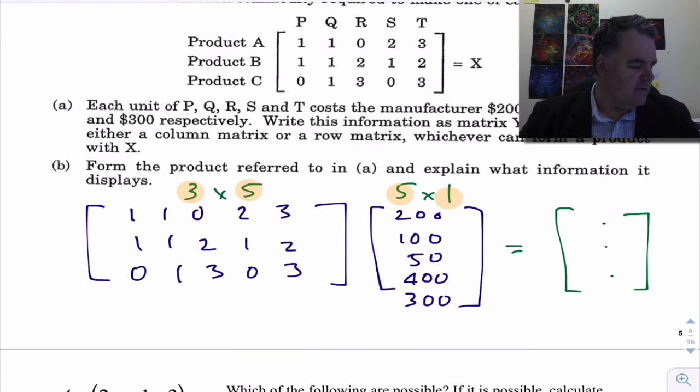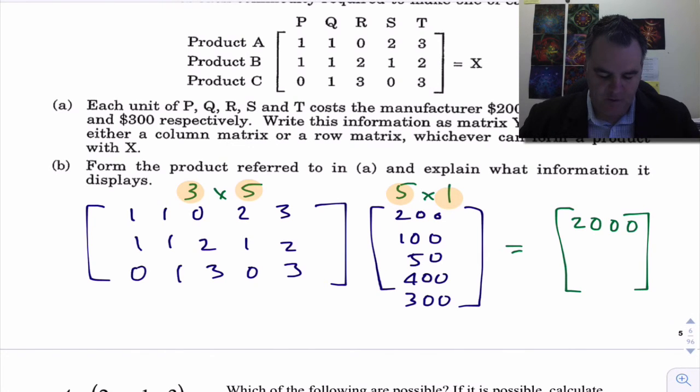Alright, cool. So let's do it. I'm going to do this really quickly. So we've got 200 plus 100 plus 2 times 400 plus 3 times 300. That's going to be my first value up there. And when we do that, we get 2,000. You can check that I've got this right. So that first one there is 2,000.